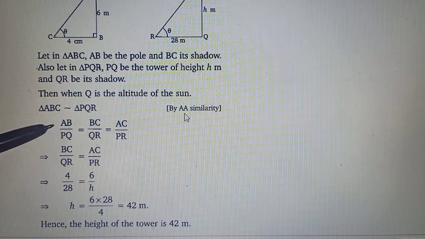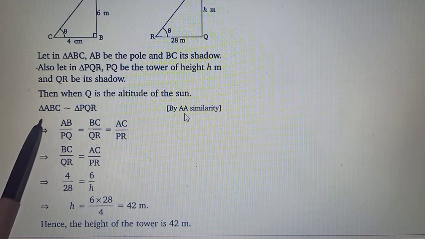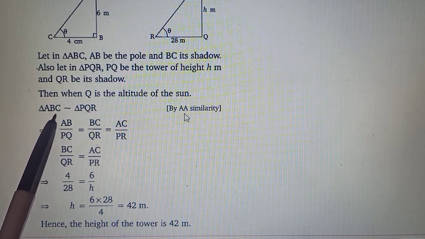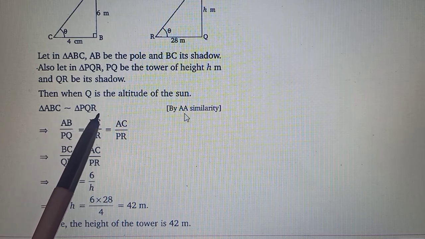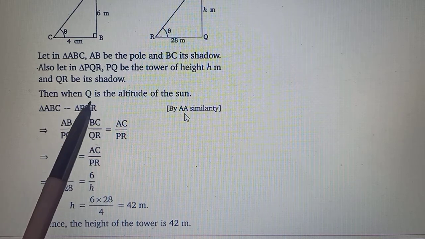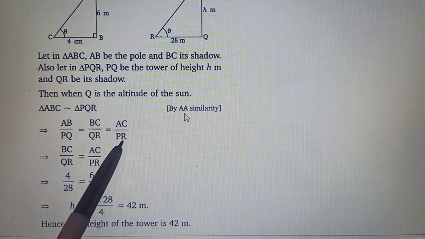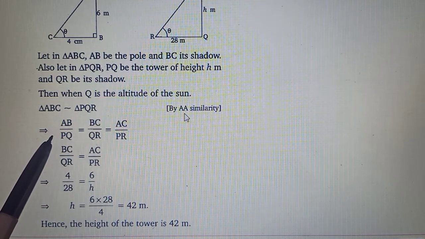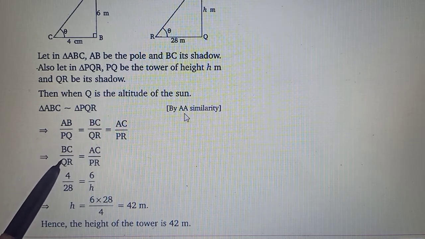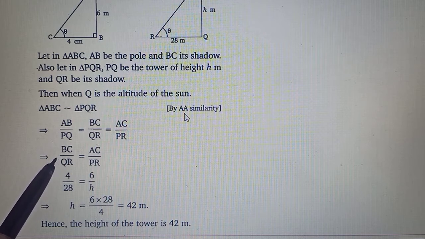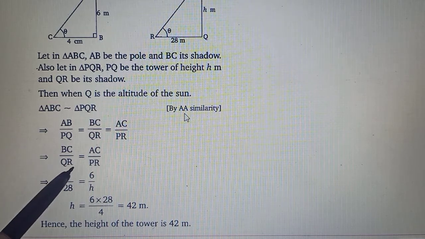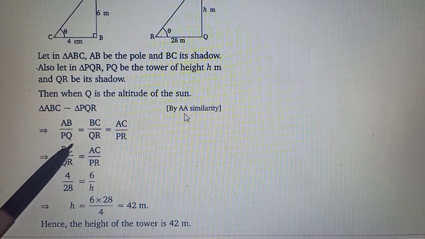Okay, now when the triangles are similar, then their sides are in proportion. So these two triangles that we have called similar, their sides AB will be proportional to PQ, next BC will be proportional to QR, and AC will be proportional to PR. Okay, so out of this we knew already AB, which was given to us as 6.